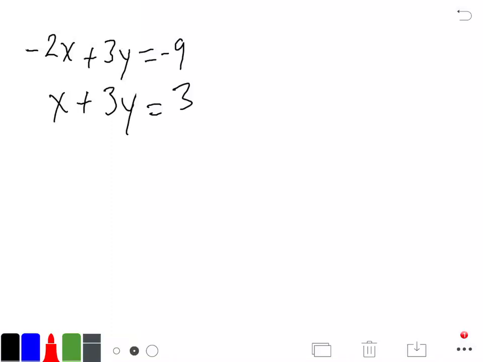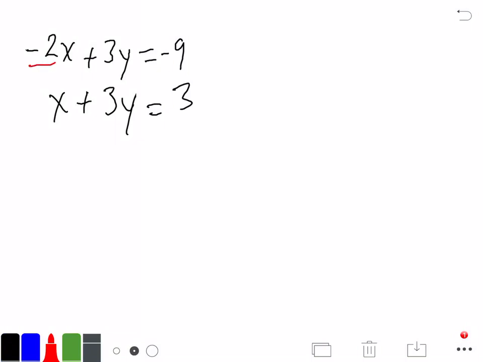Here's another example of solving by elimination. Every time we do this, you first want to make sure that your like terms are lined up. So our x's are lined up, our y's are lined up, our numbers are lined up. And the next thing you want to do is see if you have a set of opposite coefficients.